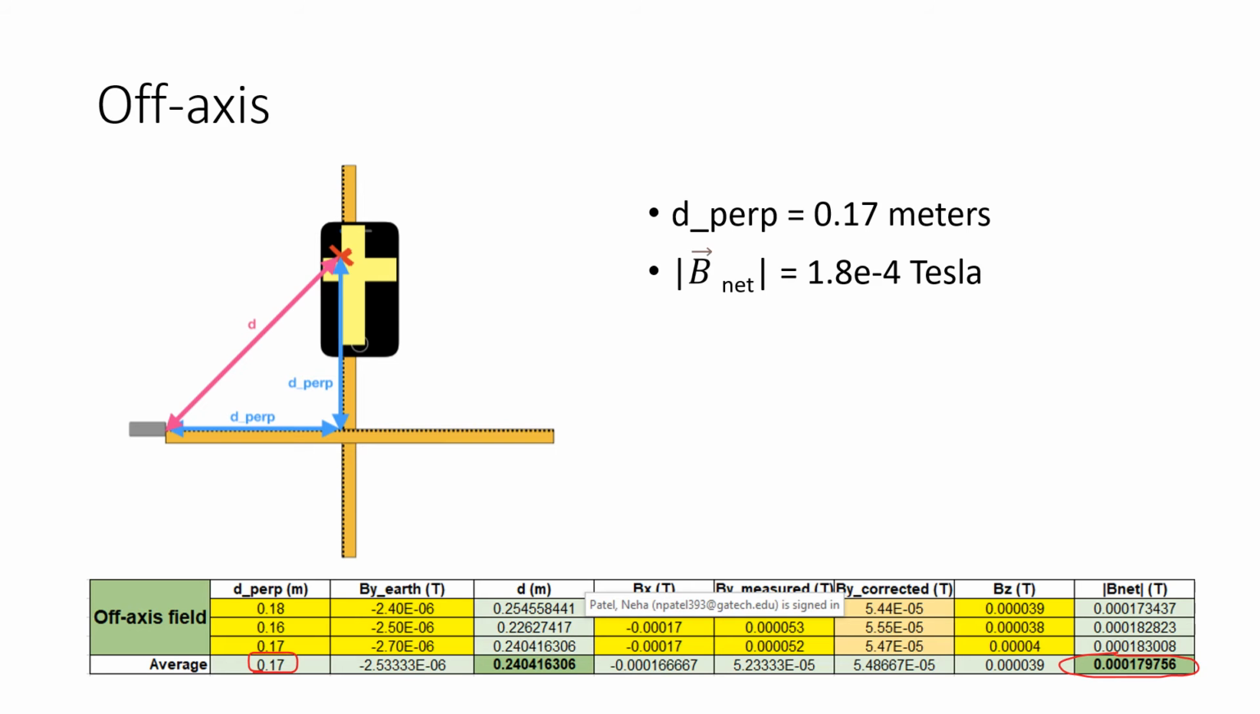In the second part of the experiment, to measure the off-axis magnetic field, we positioned the magnetometer a distance d perp in the x and y direction using the magnetometer app. We found an average d perp to be 0.17 meters and the average magnitude of the net magnetic field to be 1.8 times 10 to the -4 Tesla.